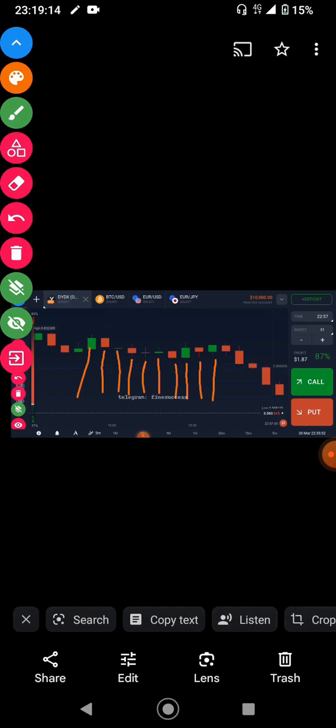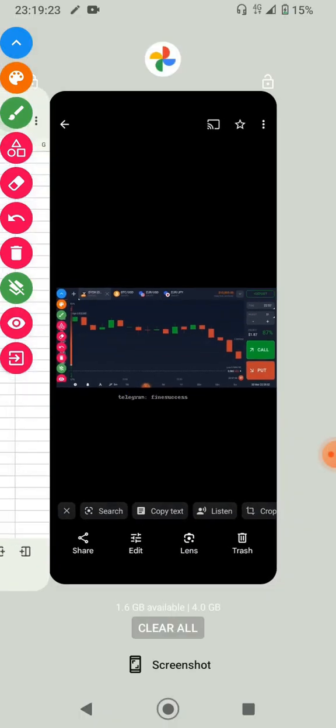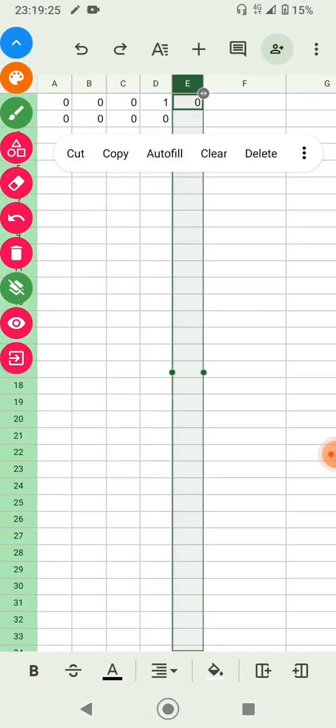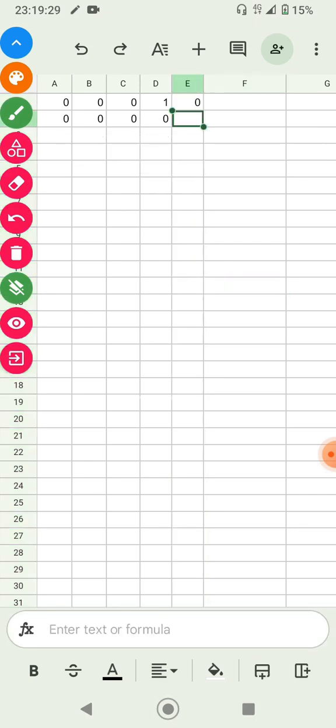This is our reference candle. The next candle, we expect the next candle to be up. And it was down, as you can see. So that's another loss. We represent that with a 0.